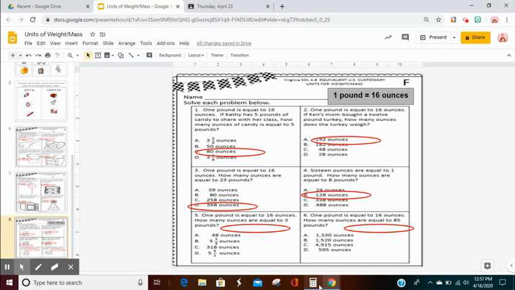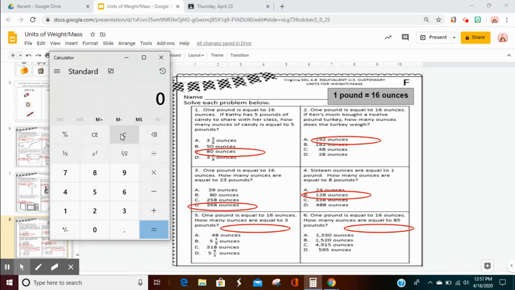Number 5. 1 pound is equal to 16 ounces. How many ounces are equal to 3 pounds? So again, they're giving us the big unit. I think all of these we're going to have to multiply. They're giving us the big unit and we have to find the small. So we're going to multiply 3 times 16. That was not done on purpose. So it's 48 ounces.